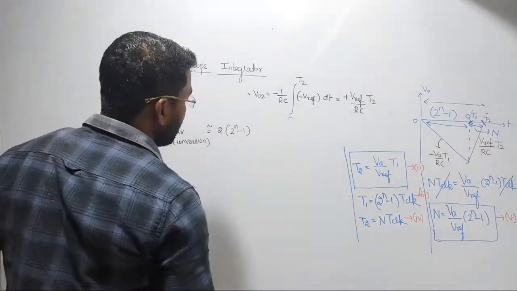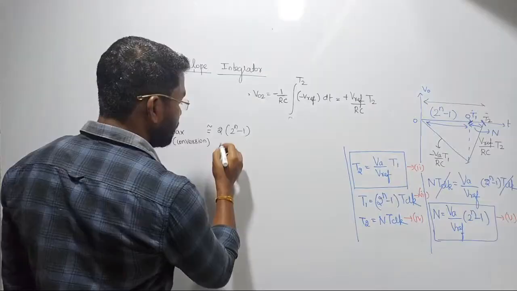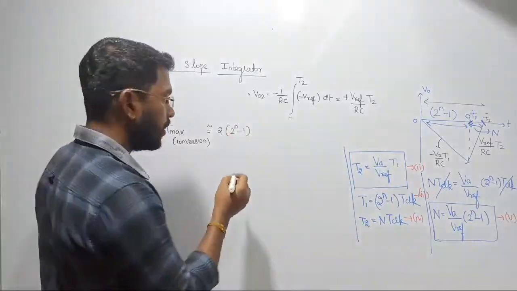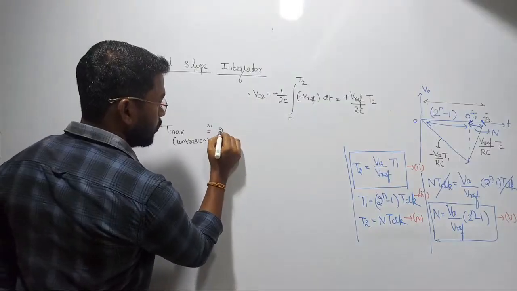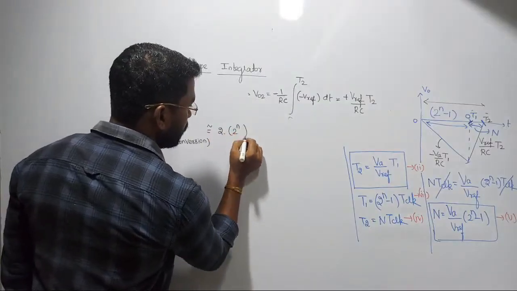So what is the conclusion here? I already told you, the simplest one can be done as twice of 2 power n. I said approximately, you can also neglect that 1.